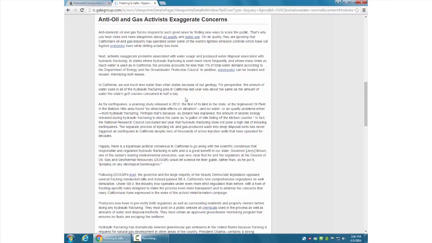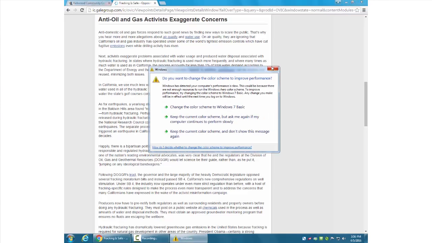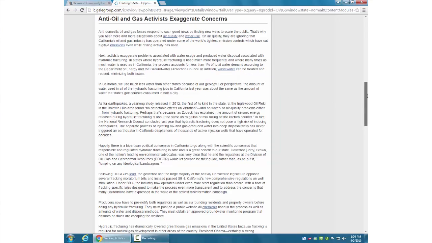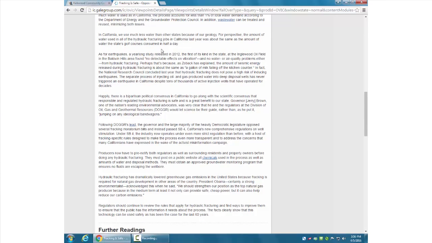For perspective, the amount of water used in all of the hydraulic fracturing jobs in California last year was about the same as the amount of water the state's golf courses consumed in half a day. Do we know how much they consumed? I frequently read something about the expansion of golf courses and fear that it might deplete resources and be harmful to wildlife. Oops. So that might or might not be a false analogy, and he might be assuming that readers think that golf courses, well, how many golf courses can there be? How much water can they consume?